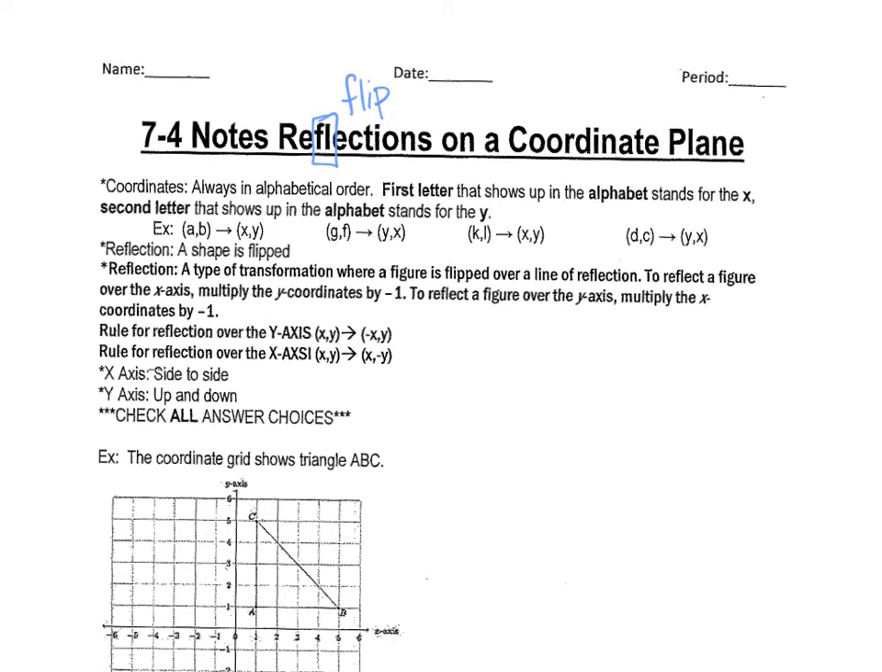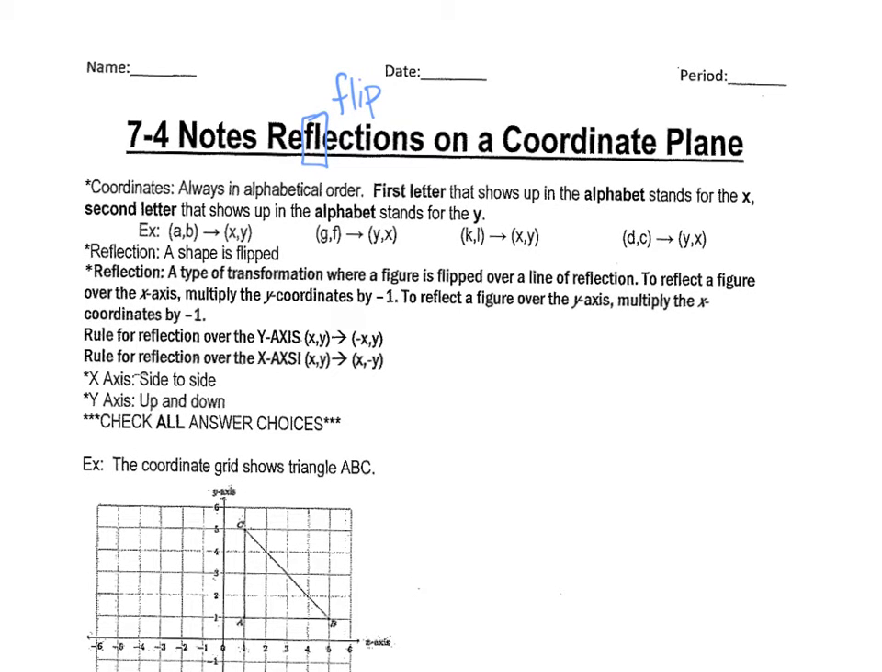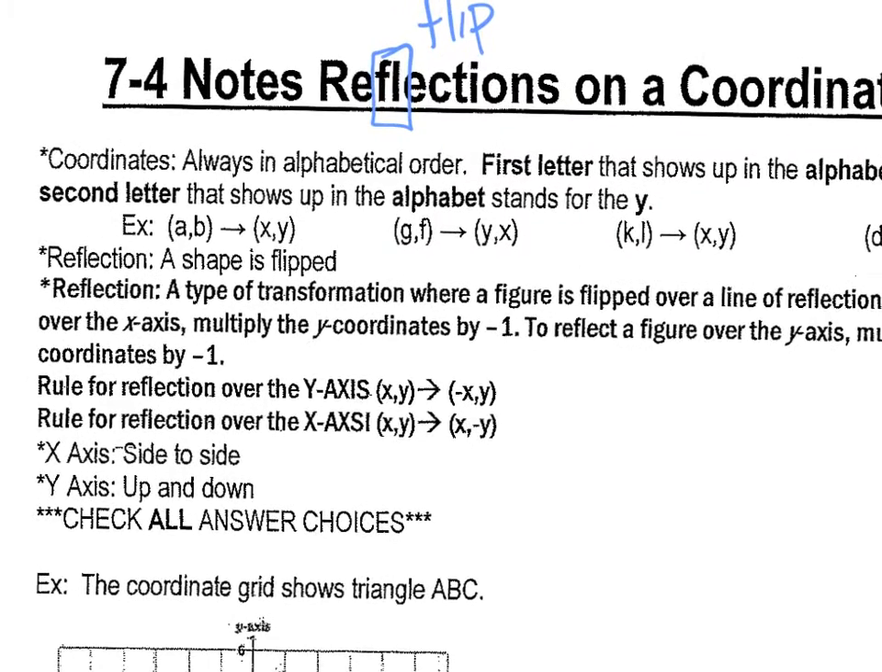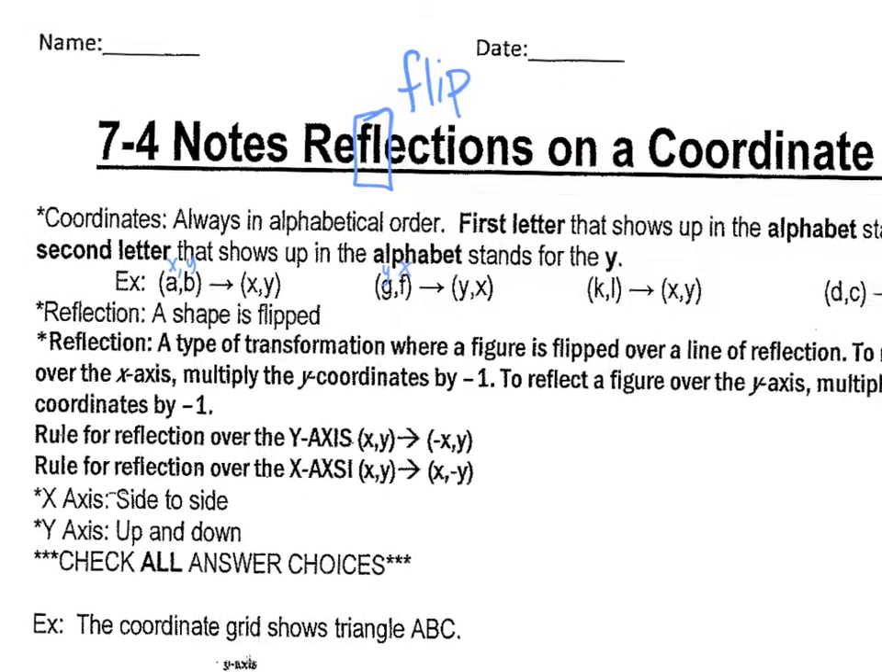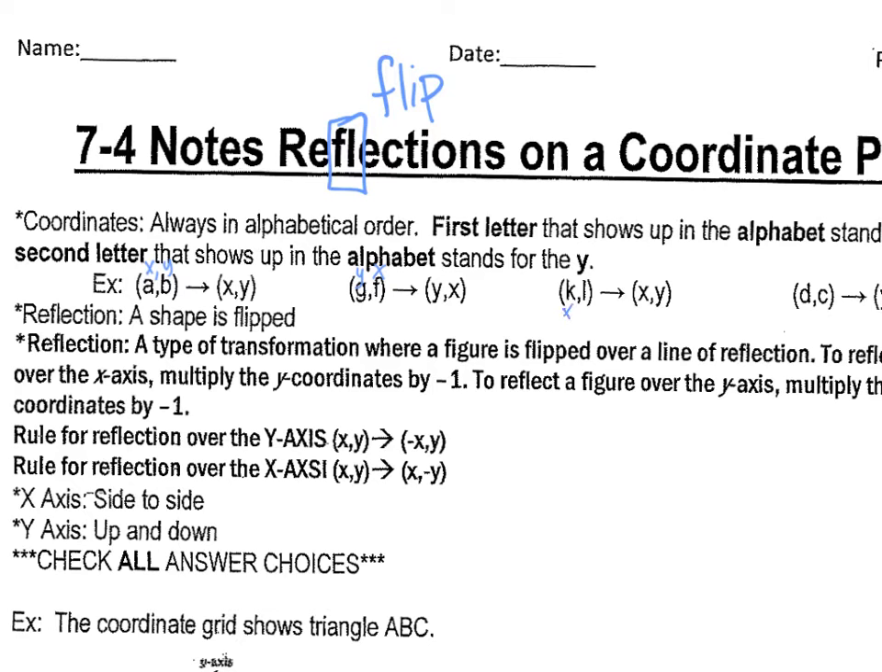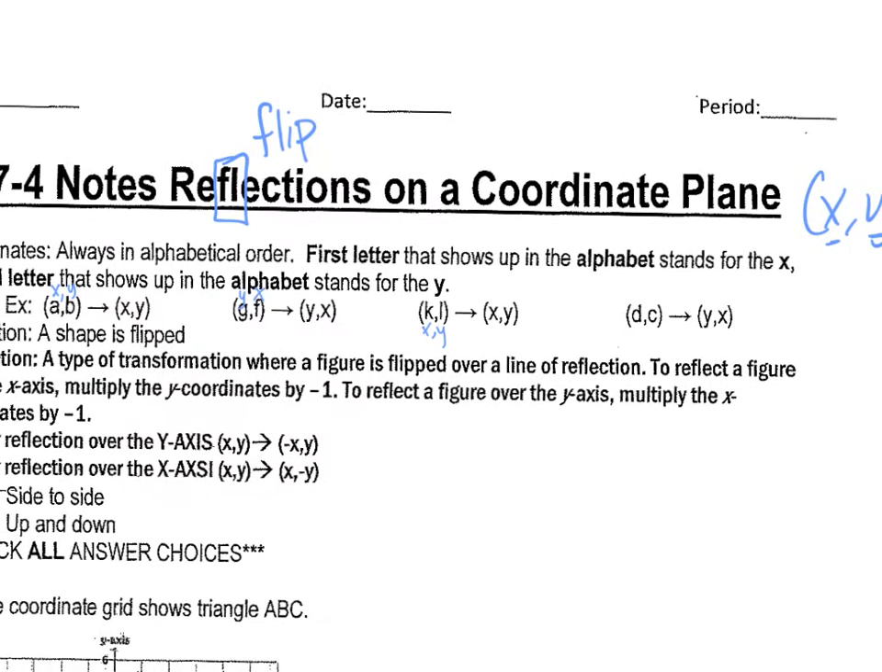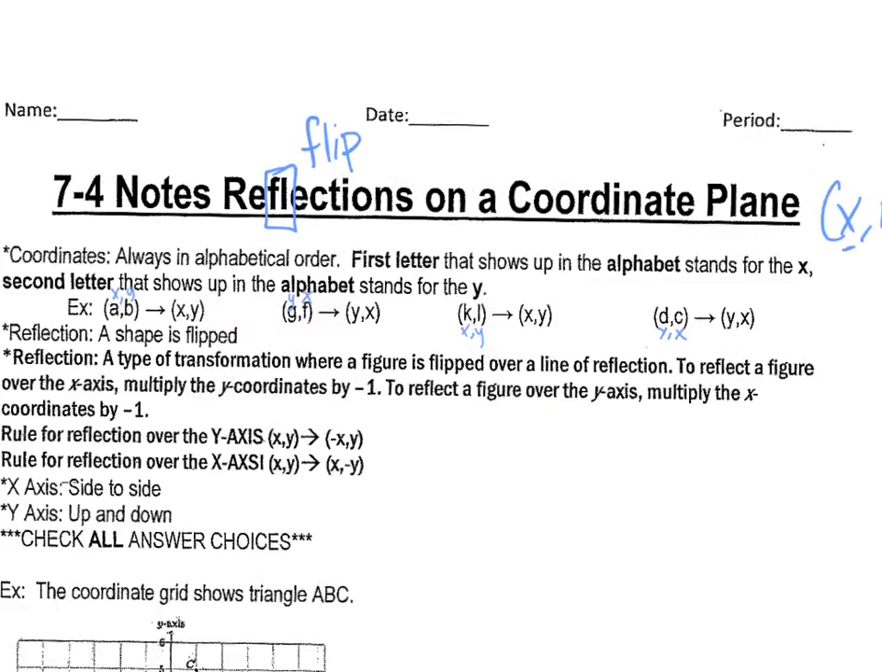So the coordinates, remember, they're always in alphabetical order. The first letter that shows up in the alphabet stands for the X. The second that shows up is the Y, just like your regular coordinates, X and Y. X comes first in the alphabet and then Y. So for example, if they give you the letters A, B, then A is your X value, B is your Y value. G, F: F comes before G in the alphabet, so F is your X, G is your Y. K, L, X, Y. D and C: D comes after C in the alphabet. Ooh, so it'd be Y and then X.